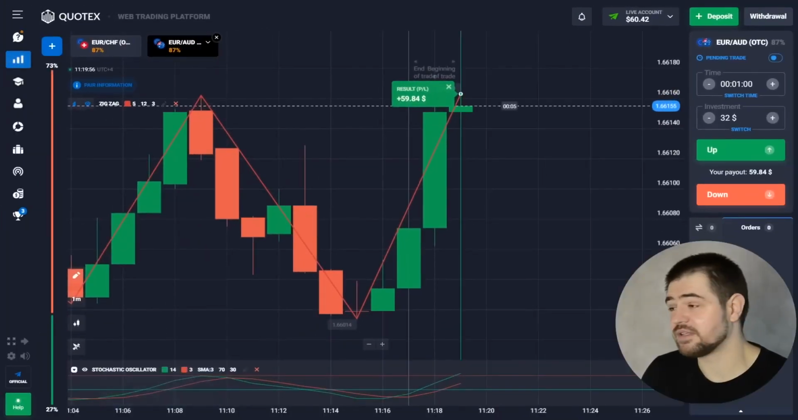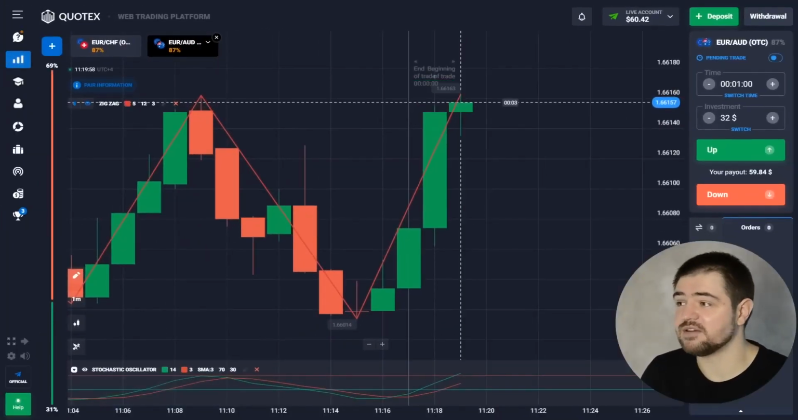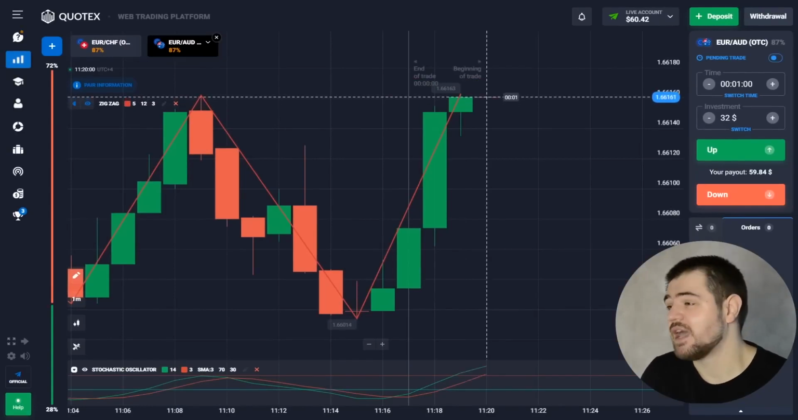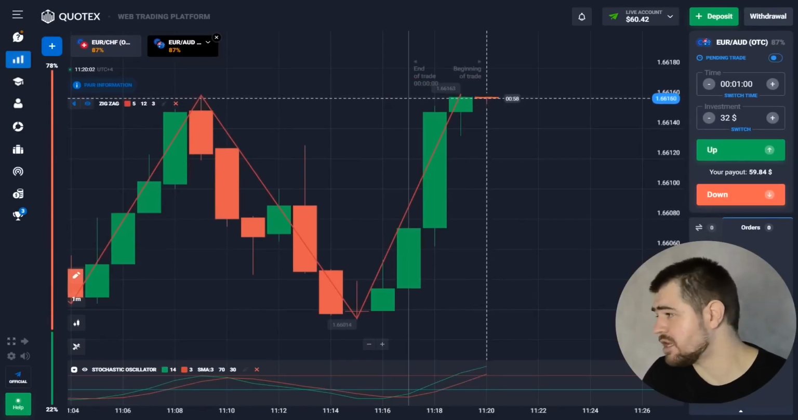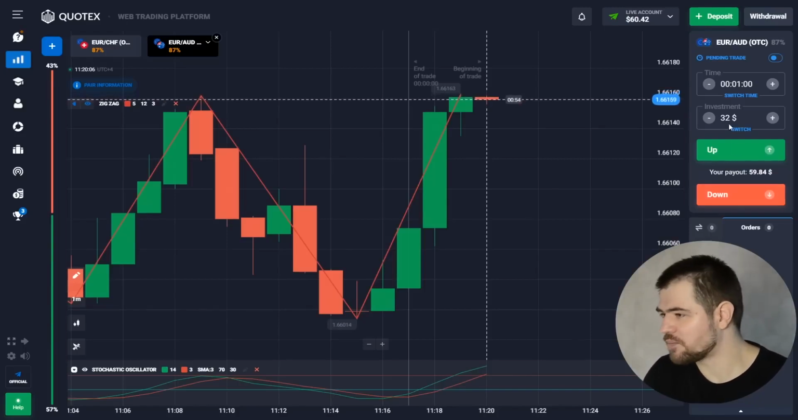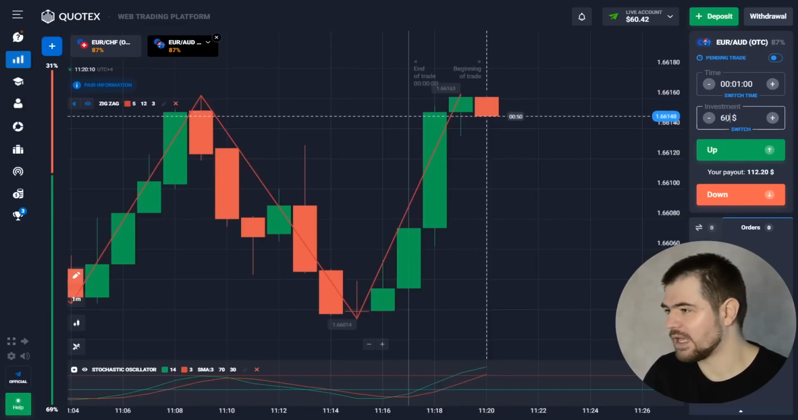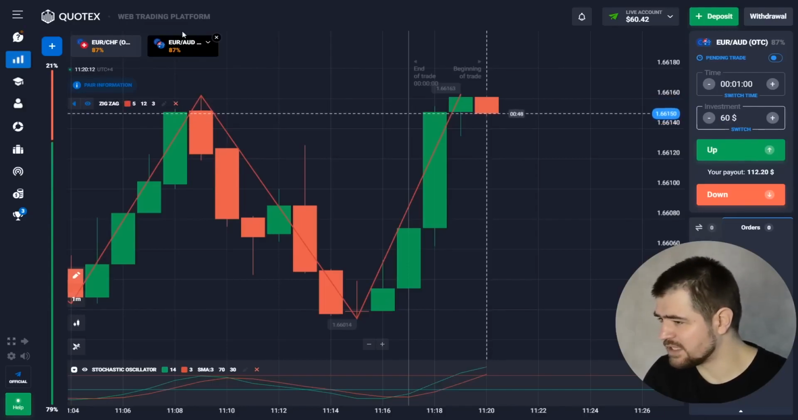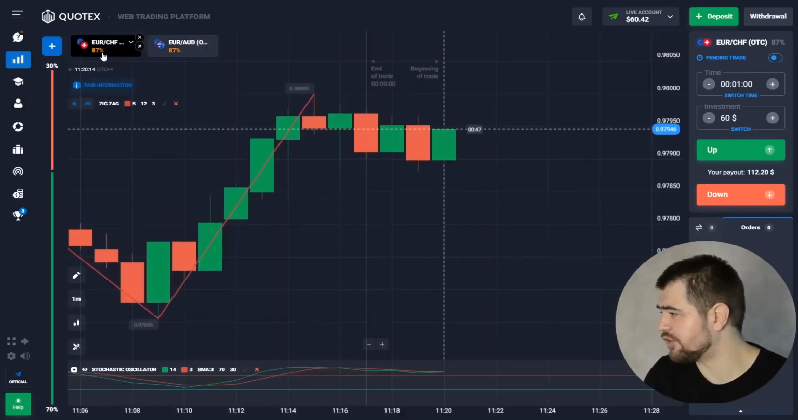Here is the profit, $59.84. This is already something. We have $60 on our balance, which we're gonna use for our next option. I'm gonna put $60, and let's see. Let's go to this currency over here.